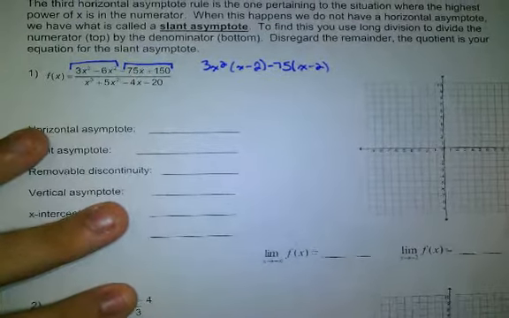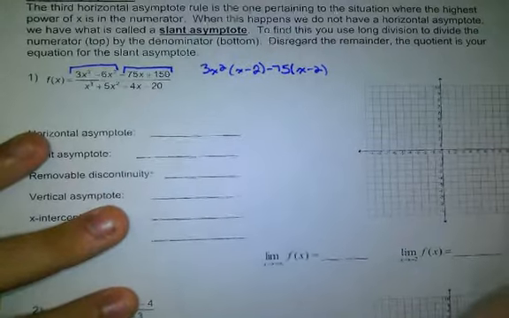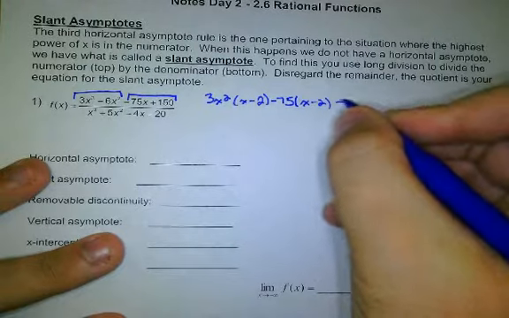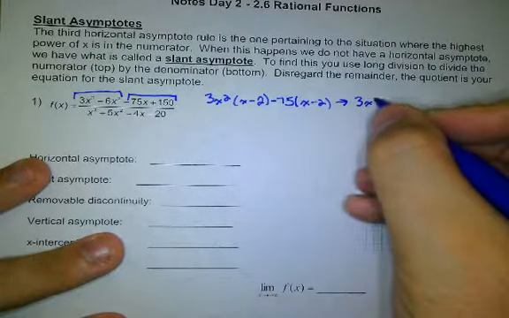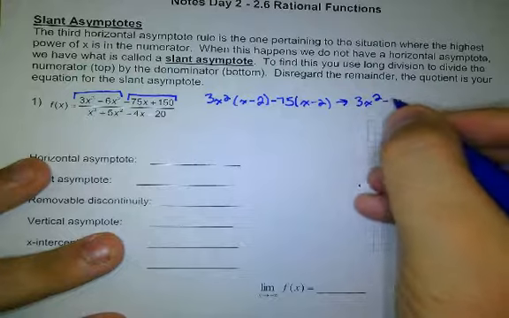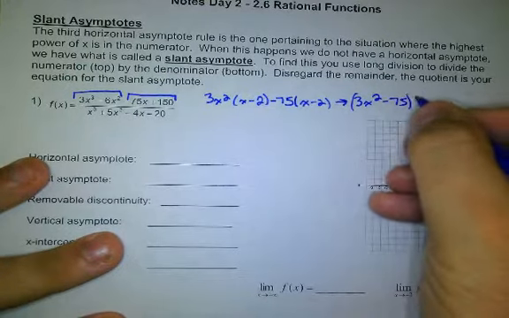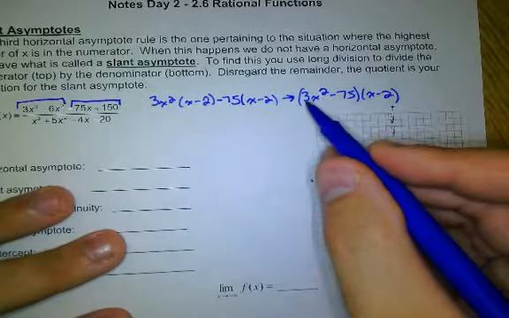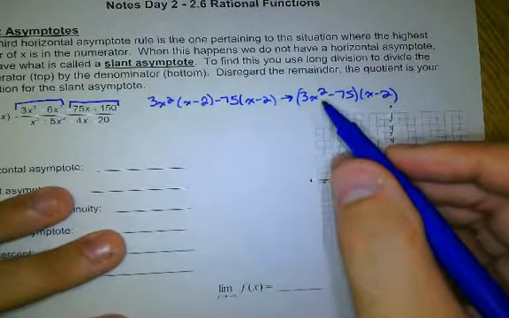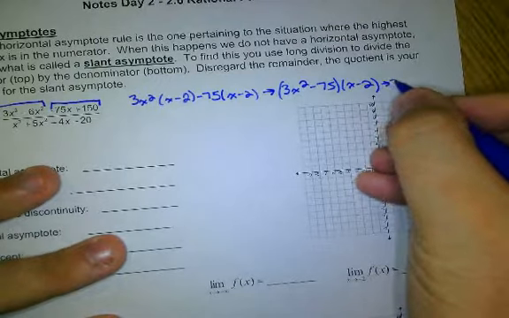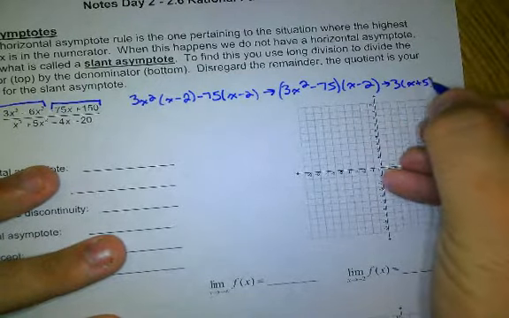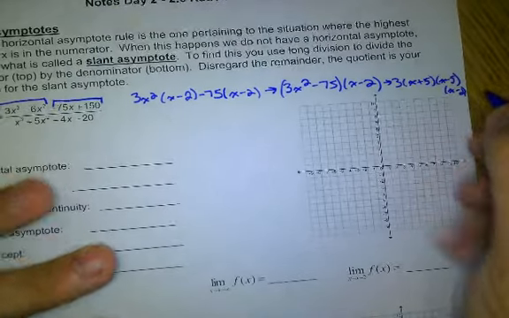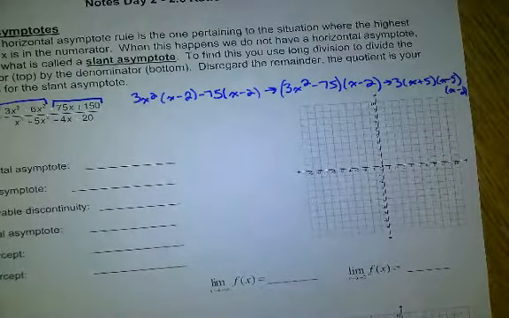Which factors to what? 3x squared minus 75, times x minus 2. Does that factor even more than that? Take a 3 out, it becomes x squared minus 25, which factors again. So 3(x plus 5)(x minus 5)(x minus 2). This is a lot. We didn't even touch the bottom yet.